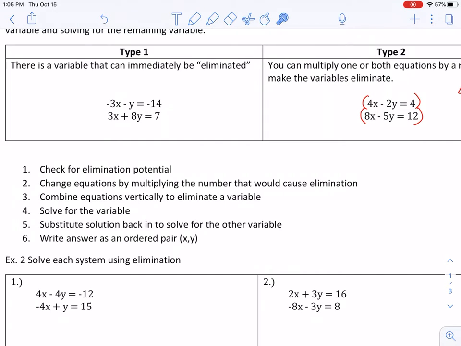Mathematically, this is pretty easy. Mathematically, this is not bad.